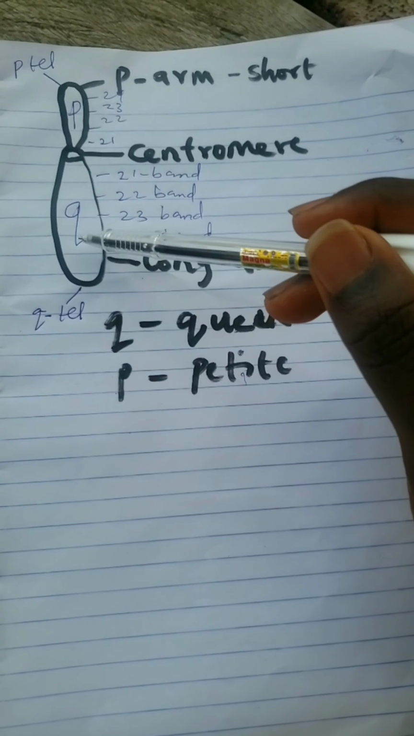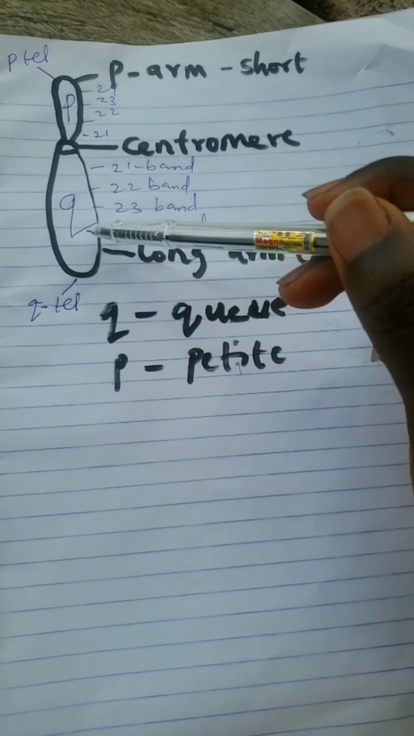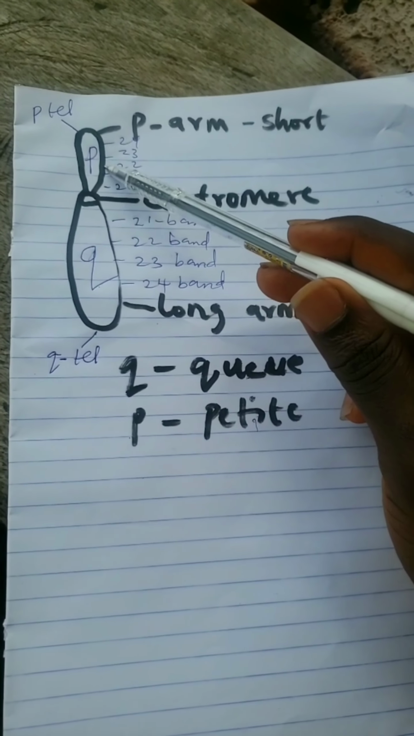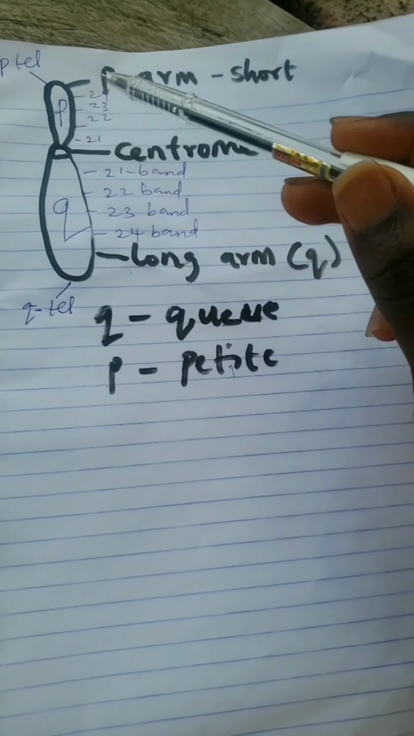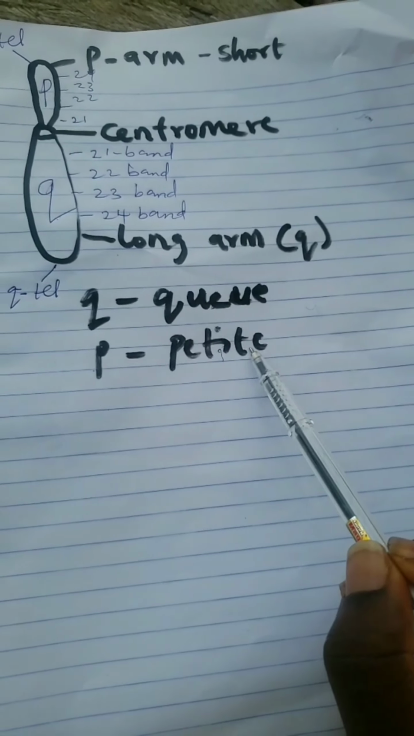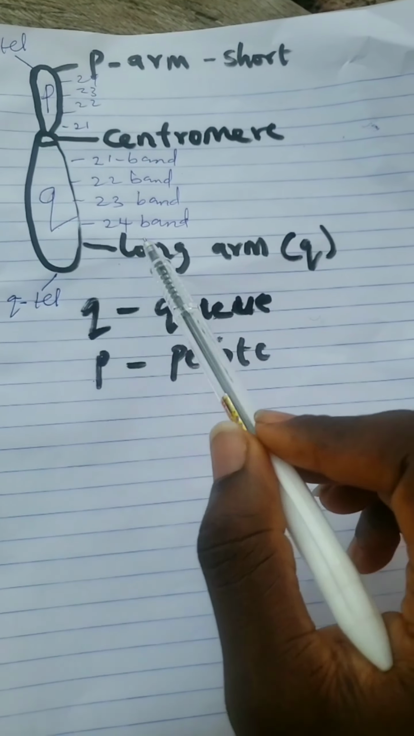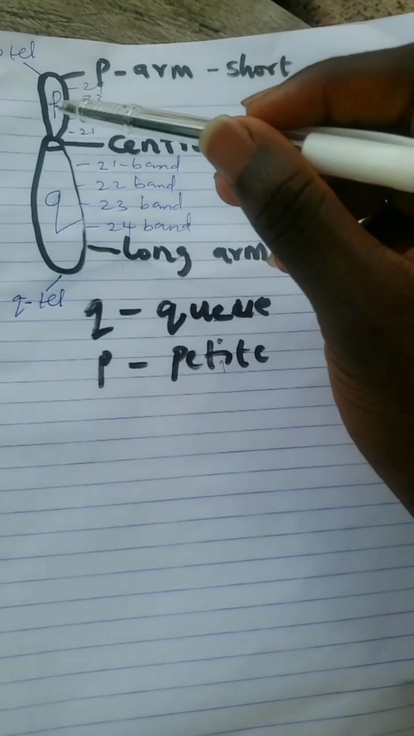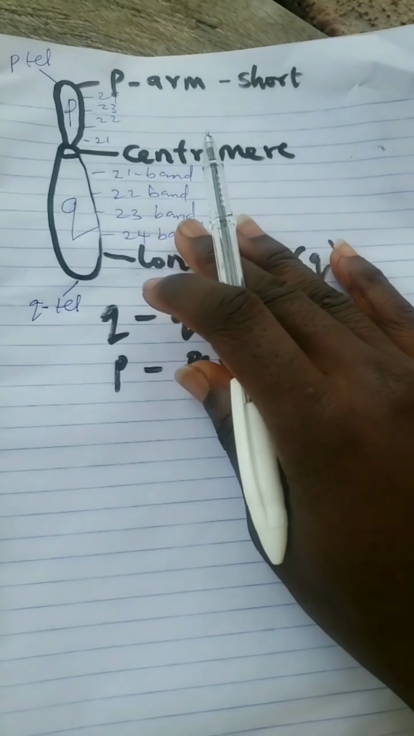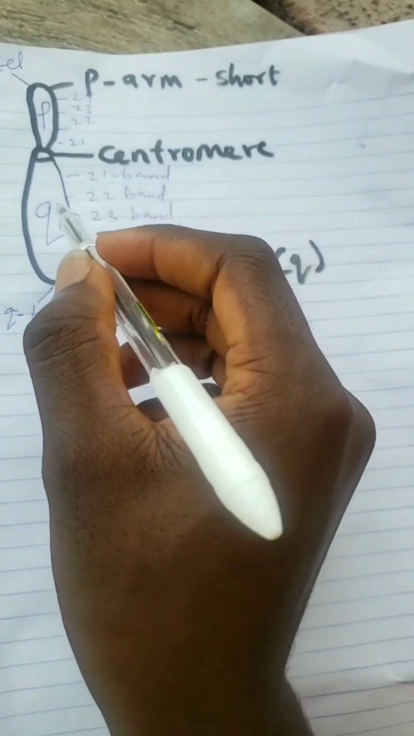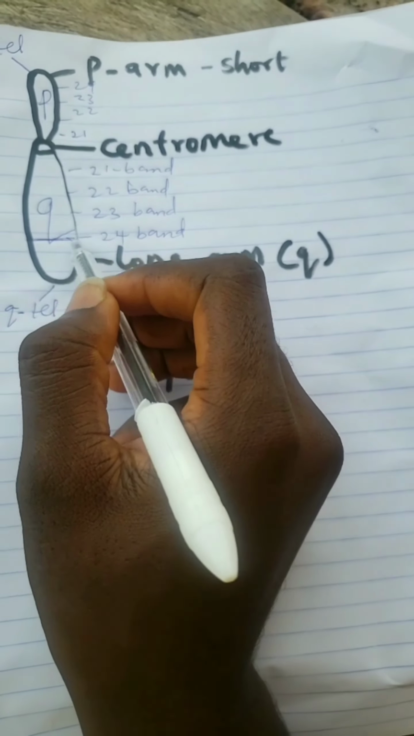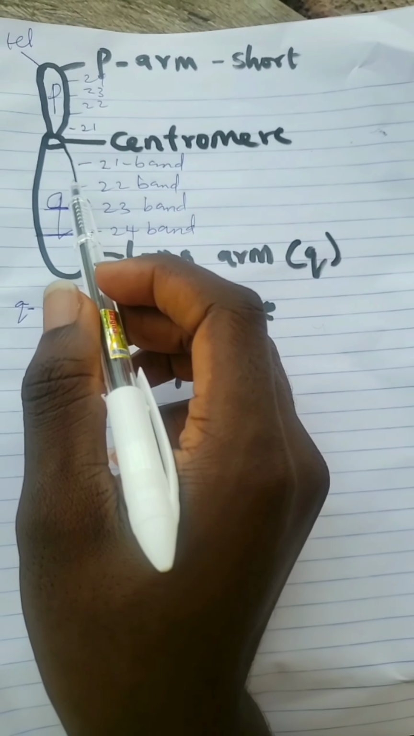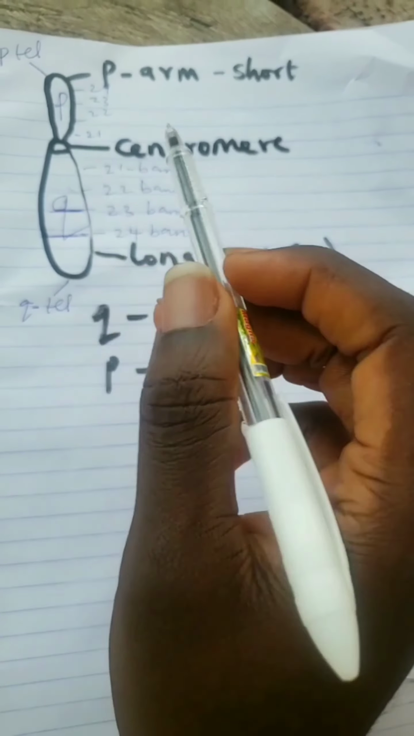In this arm, we call it the long arm, also known as the Q arm, and here we have the short arm, also known as the P arm. P actually means petite, that is little, and Q means long. Now, in the chromosome, we have different parts, different bands. Here we have band 24, here band 23, and here band 22.